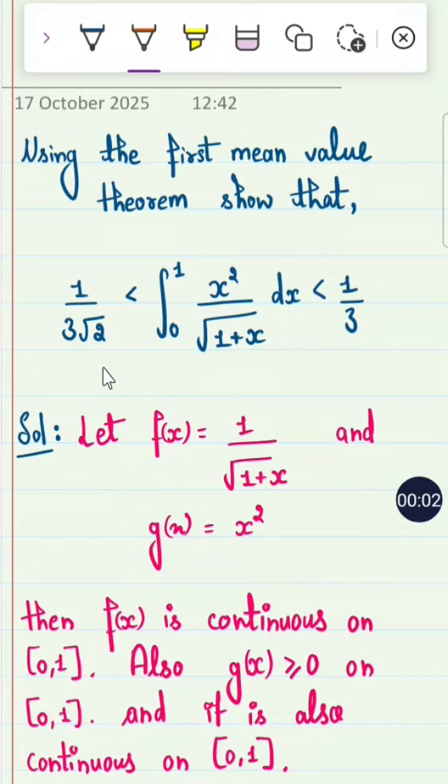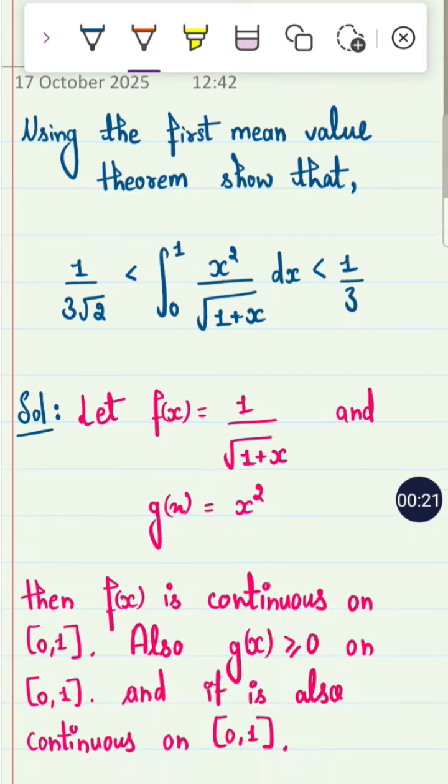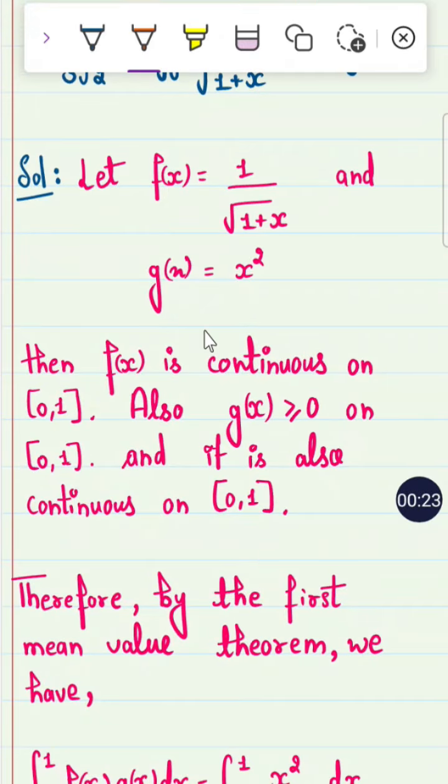Hello students, today we will discuss what is the use of the first mean value theorem in integrals. Let we have the integral from 0 to 1 of x square upon root 1 plus x dx. Then we will find out that this value is in between 1 by 3 root 2 and 1 by 3. Now let us define f(x) equals 1 by root 1 plus x and g(x) equals x square.